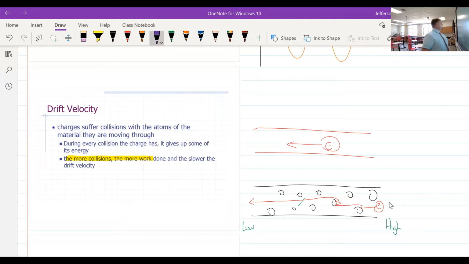And so what's happening is during the collision it is taking some of that kinetic energy of that charge, because the charge has a mass, it has a velocity. When it goes through, it hits, it slows down, it has to lose that kinetic energy. That kinetic energy is turning into some other type. And we will talk about that a little bit later on.